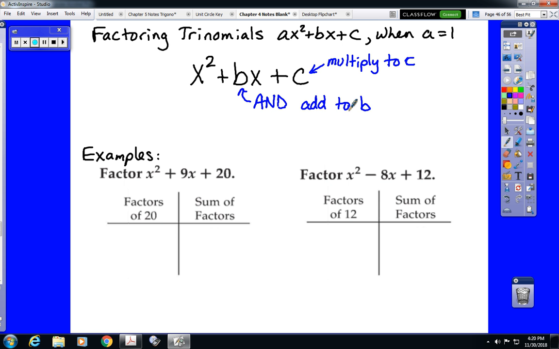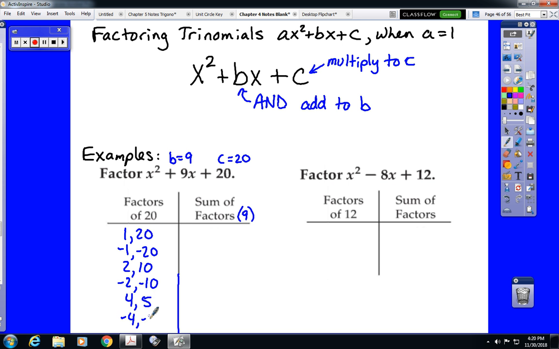So let's look at a couple of examples here. On this first example, we have a c value of 20, and a b value of 9. So we're looking for a pair of factors that multiplies to 20 and adds to 9. That's what we're looking for. So when we look at factor pairs of 20, we could have 1 and 20. They could also be negative 1 and negative 20. 2 and 10, negative 2 and negative 10. Or 4 and 5, negative 4 and negative 5.